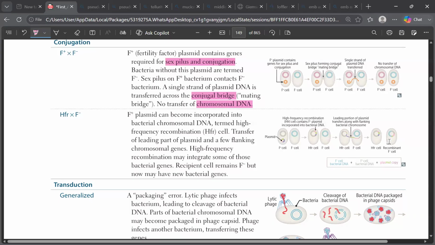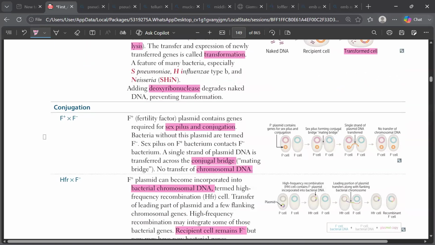And there's no plasmid, so it remains F negative and does not become positive. F positive plasmid can become incorporated into bacterial chromosomal DNA, termed high frequency recombination cell. Transfer of leading part of the plasmid and a few flanking chromosomal genes. High frequency recombination may integrate some of those bacterial genes. Recipient cell remains F negative, but now may have new bacterial genes.